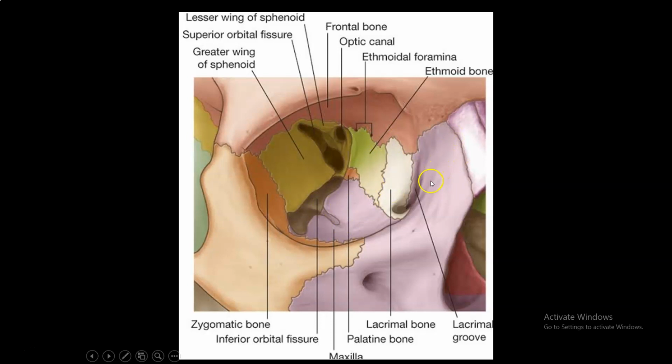Last one is the medial wall, by the frontal process of the maxillary bone, by the lacrimal bone, by the ethmoid bone. And the palatine bone, you can consider it part of the medial wall, you can consider it part of the floor. It is at the junction between them.